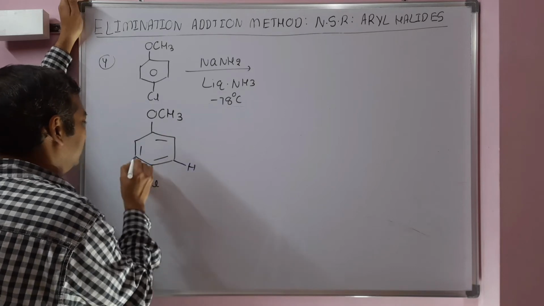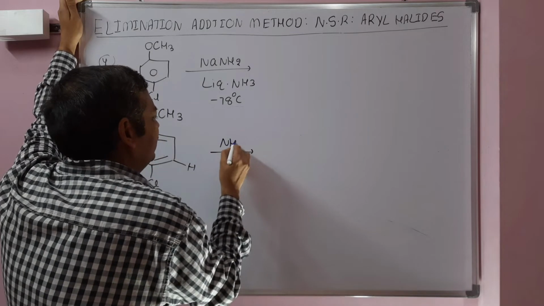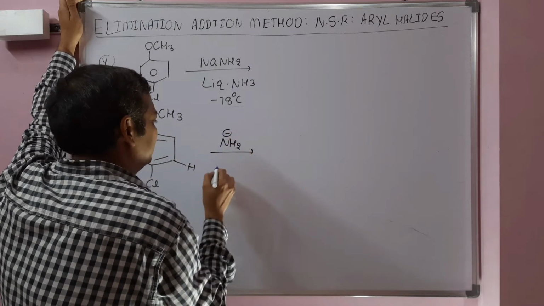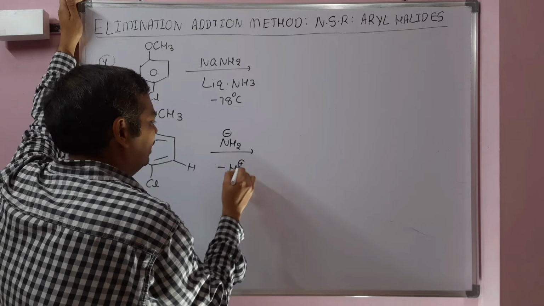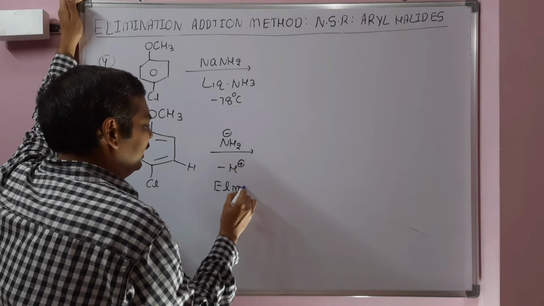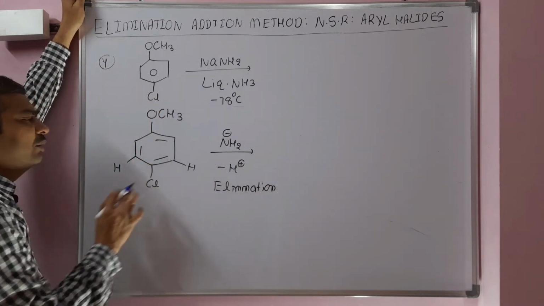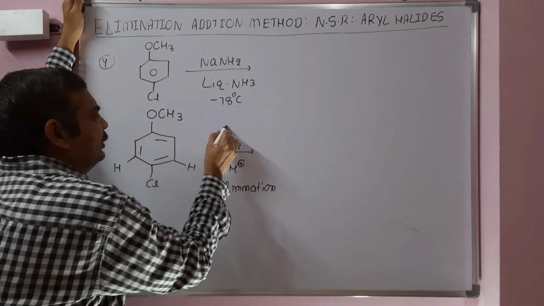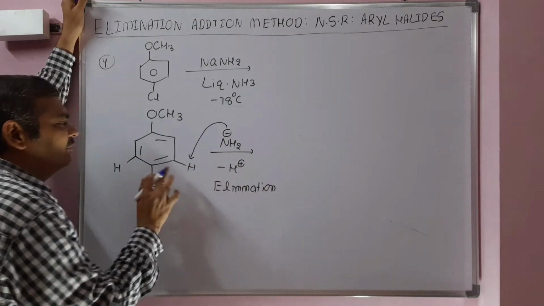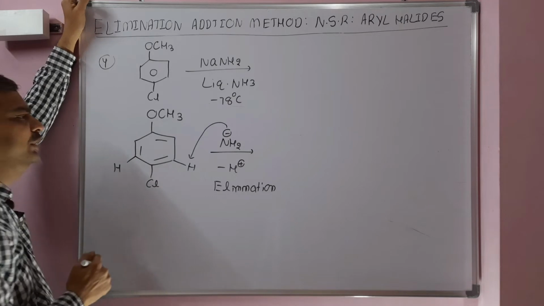There are two beta hydrogens available. The first step is the elimination mechanism, minus H plus will take place. So NH2 minus will abstract a proton. Here the two hydrogens are equivalent, so NH2 minus will abstract either of the hydrogens, either here or here, both are the same since they are at the 1,4 positions.